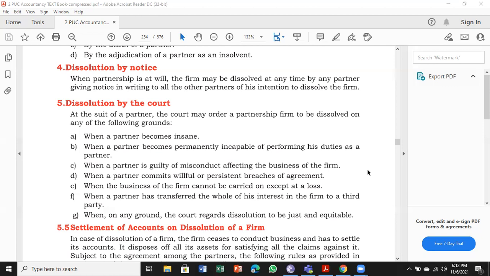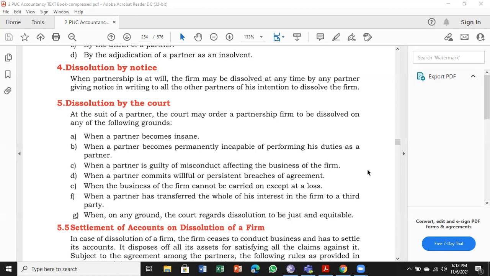So when a partner commits such a mistake intentionally, other partners may go to the court of law. They may say, this person has not done it properly, he is not following the rules, so we are not interested to continue, close the business. In all situations, the other partners may go to the court, or the court may straight away get into action.